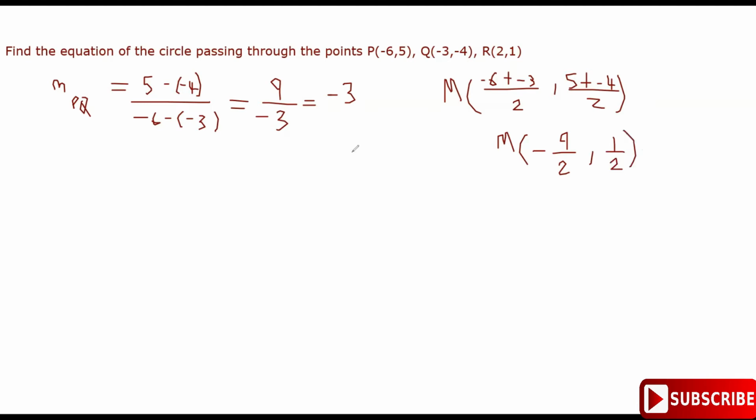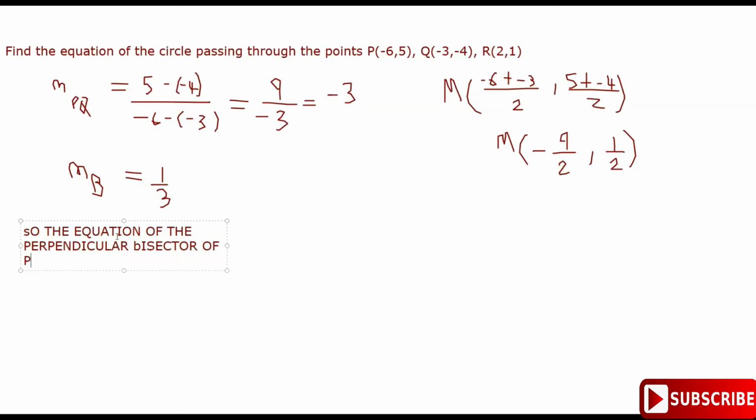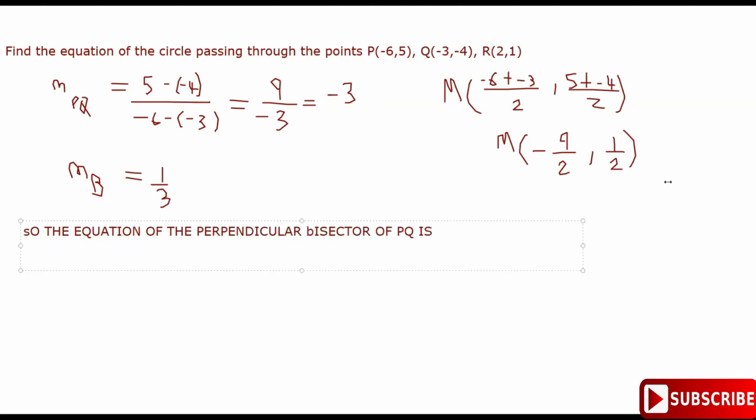Now we have the midpoint right here, and this is the gradient of the line PQ. Gradient of PQ, midpoint, now we need the bisector. The gradient of the bisector of PQ is going to be minus 1 over the gradient of PQ, because the bisector is perpendicular to PQ. So the gradient of the bisector is 1 over 3. So the equation of the perpendicular bisector of PQ is going to be given by, let's find the equation of the perpendicular bisector.